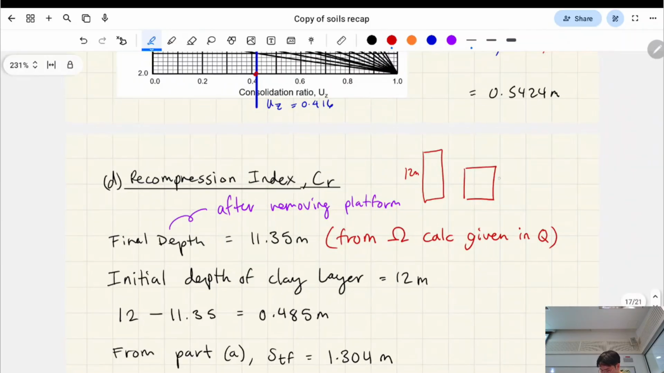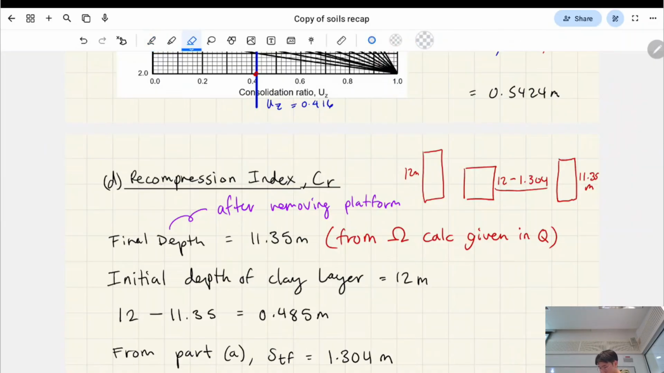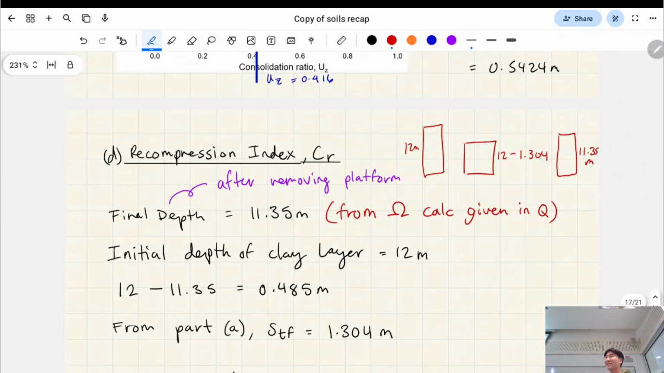We originally thought that if we left it on for a very, very long time, it was going to be 12 minus 1.304, right? That's what we calculated in part A. But what it actually ended up being, because we removed it earlier than the end of time, was 11.35 meters. So this is a different number, right? This number and this number will not add up to be the same. So that's what the rebound index is all about.